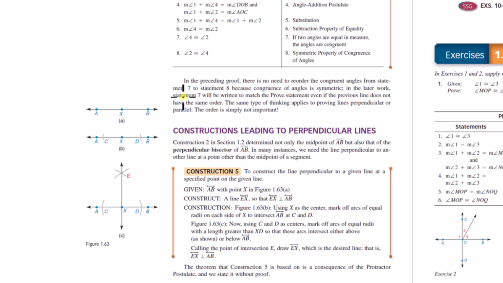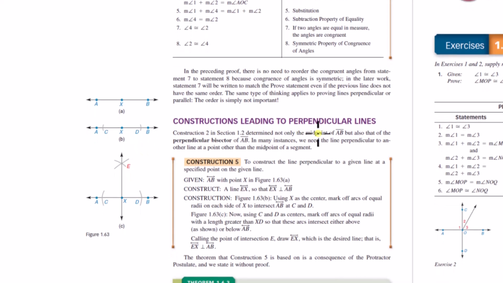In the later work, statement 7 will be written to match the proof statement even if the previous line does not have the same order. The same type of thinking applies to proving lines perpendicular or parallel. The order is simply not important. So yeah, they're saying this was redundant even from a technical math standpoint, saying they're symmetric so you can flip it. Okay, now more constructions.